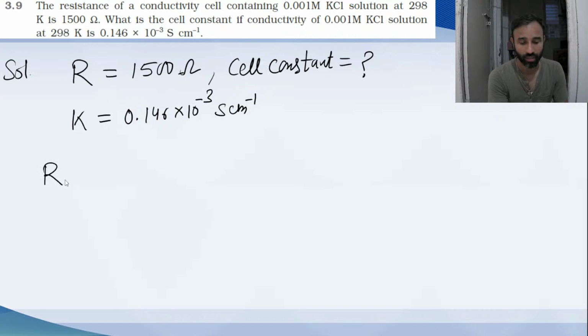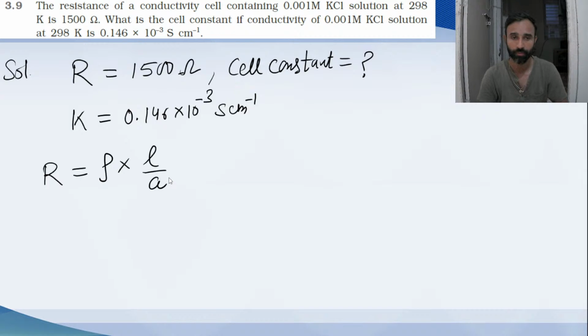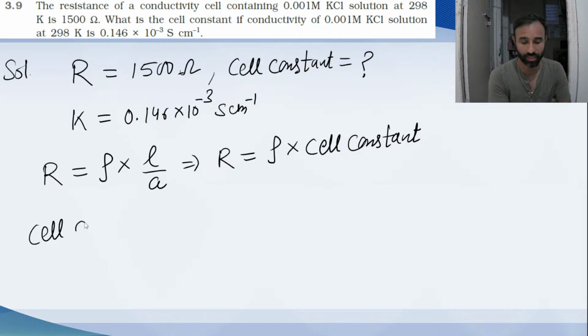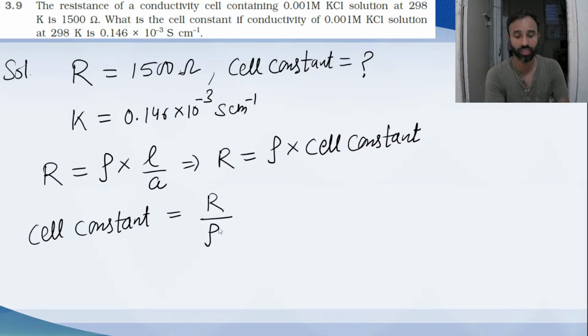So see, resistance is equal to resistivity into L upon A. This is the formula. Now, resistance is equal to resistivity into cell constant, since L upon A is cell constant. That implies cell constant is resistance upon resistivity. Resistance is given, but resistivity is not given. What is given?